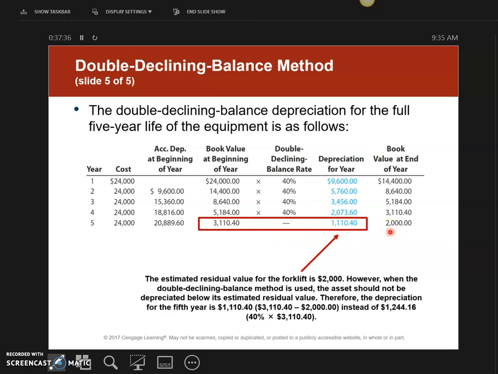So what I do, here's the best way to calculate this. I take the book value at the end of the previous year minus the residual, and this is all the depreciation I can actually take. This is the hard part, because remember, I cannot drop below residual value. So when I'm at the next to the last year, here's year 4. This is the book value at the end of the year or the beginning of year 5. Subtract the residual, and this is all I can take.